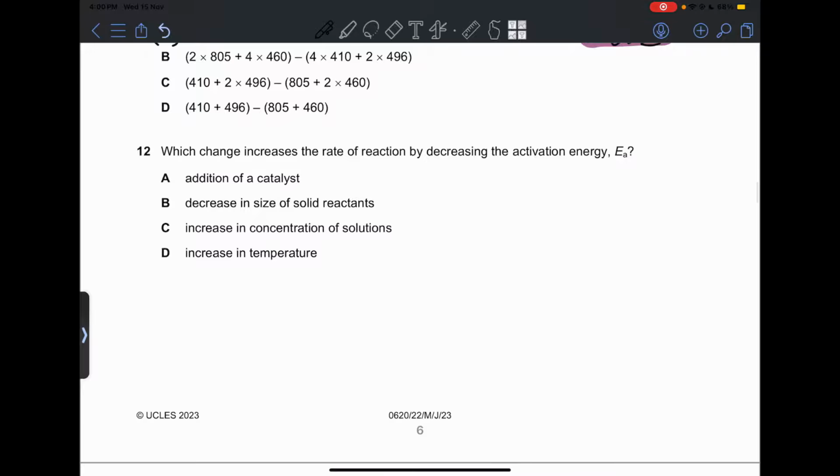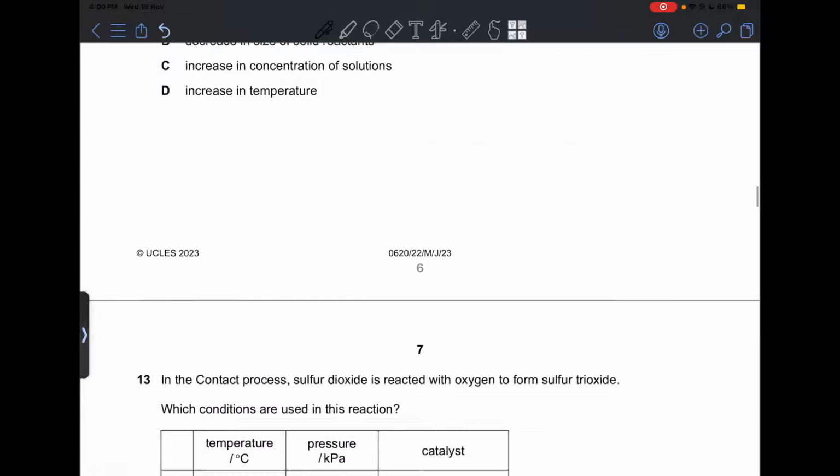12. Which change increases the rate of the reaction by decreasing the activation energy? Actually, you're going to decrease the activation energy by adding a catalyst. So our answer is going to be A.